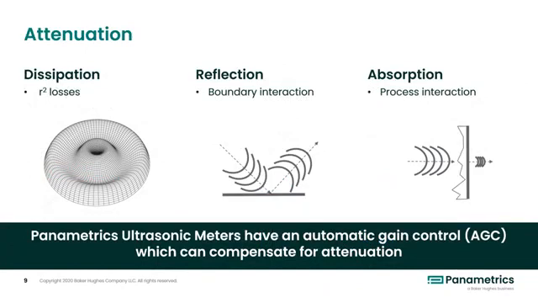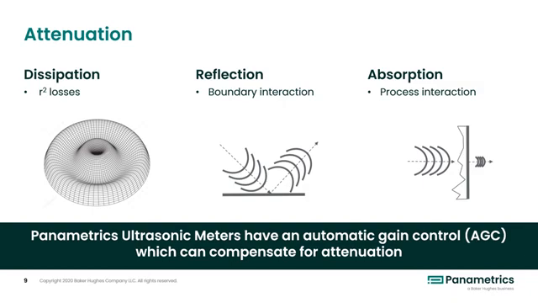Now that we know how sound travels through materials, it is important to know that there are 3 distinct ways we can lose this signal. In ultrasonics, these 3 methods are collectively referred to as attenuation.